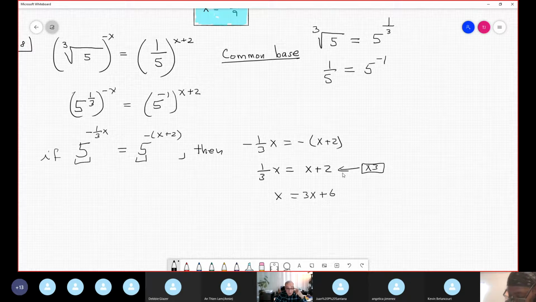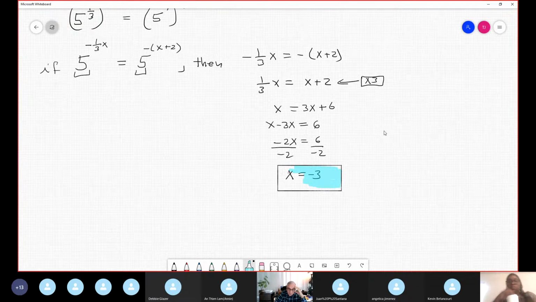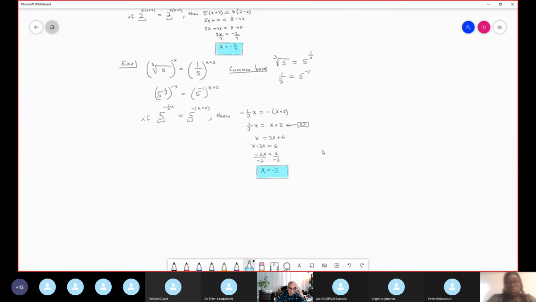Okay, so now, finally, there are many ways to do that. x minus 3x equals 6. Combine like terms: negative 2x equals 6. Divide by negative 2 both sides. x is equal to negative 3. Boom. This is the answer I have on my paper. Negative 3. Okay, don't worry, guys. In the review packet, in another lecture, we continue doing this kind of equation. A little bit more complicated, but this is the same idea.